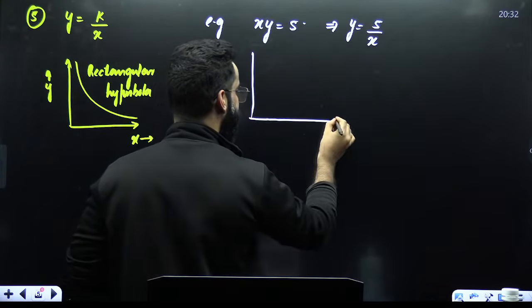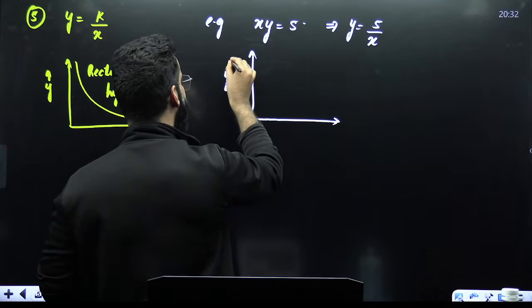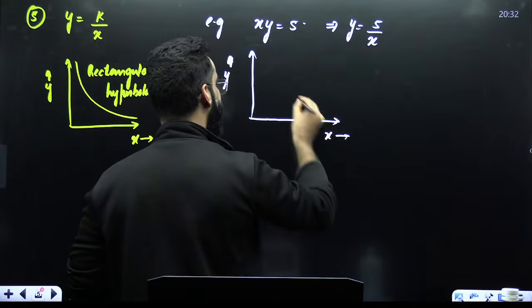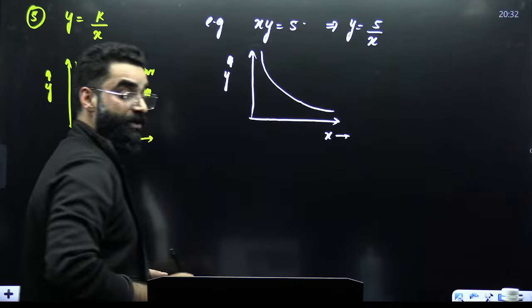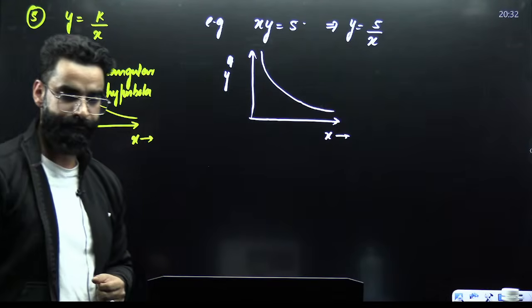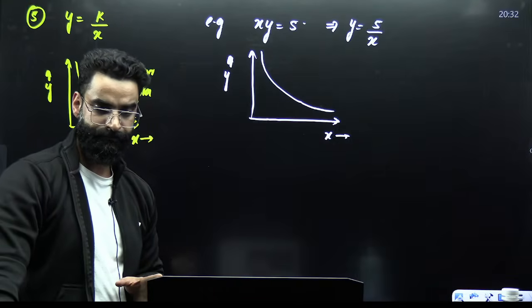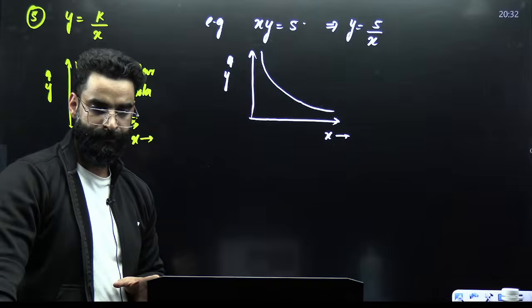When you have to plot a graph between two variables which are inversely proportional to each other, what is the nature of the graph? It's the rectangular hyperbola. You know it. Am I clear to everyone? Quickly, people.